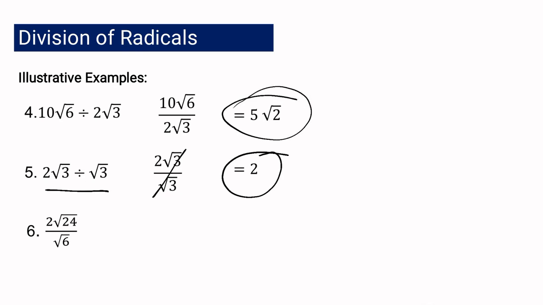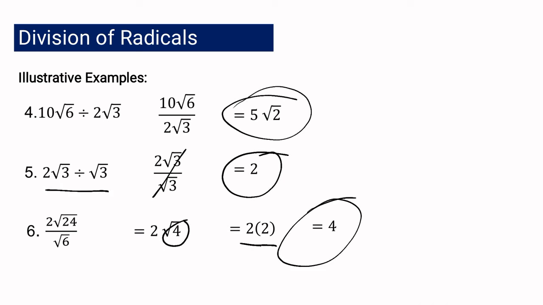And for example number 6, we have 2 square root of 24 divided by square root of 6. You can only divide 24 and 6. We have radicand to radicand. So the answer is 2 square root of 4. Again, saan natin kinuha ang 4? Yes, galing siya sa 24 divided by 6. And as you can see, we can simplify square root of 4. That would be 2 multiplied by the square root of 4, which is 2. That is multiplication. So the answer is 4.